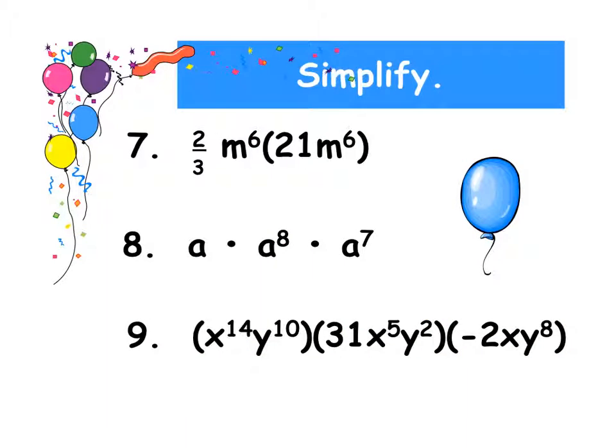Alright, let's see if you can do these by yourself. So see if you can multiply them. Remember, you're using the power product rule. So multiply your coefficients, rewrite your bases, and add your exponents. So stop the video, give it a try, and restart when you're ready to check. So here's what I got. Hopefully we got the same thing. If we didn't, ask me some questions tomorrow.